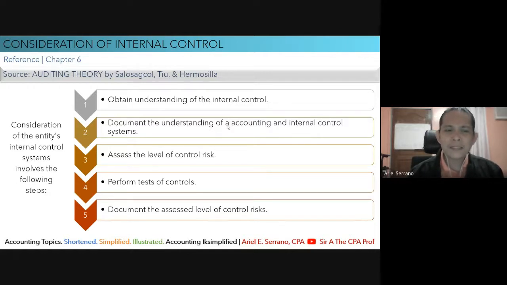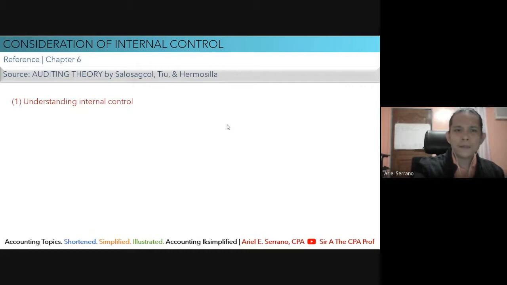So kung mapapansin po ninyo, umiikot lang yung consideration of internal control sa dalawa. Understanding and then testing. Kasi sa understanding, kadikit na po dyan yung documentation. Sa testing, kadikit na rin po dyan yung documentation. Okay? So yan po yung pag-uusapan natin one by one sa video lecture na ito. Let's talk first about understanding the internal control.